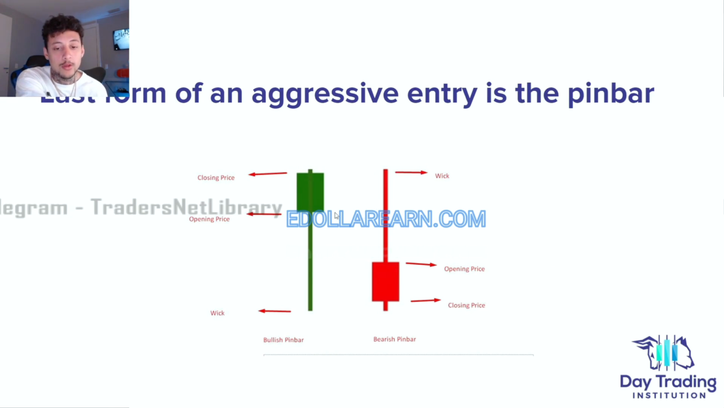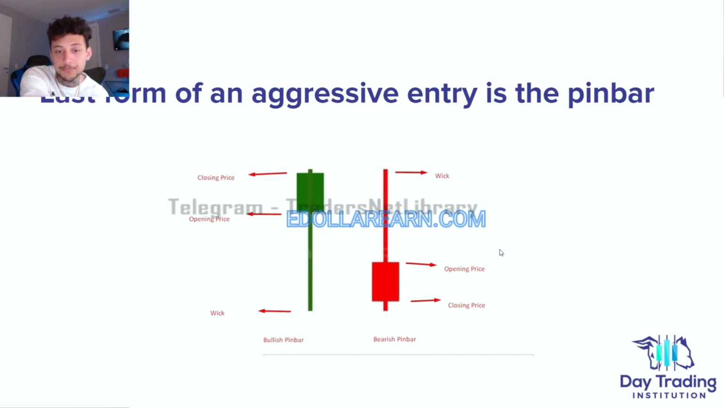So you'd be looking for these candles at areas of support and resistance. They don't really happen too often from my experience, but when they do happen, I do like to actually trade them and enter the market with them.